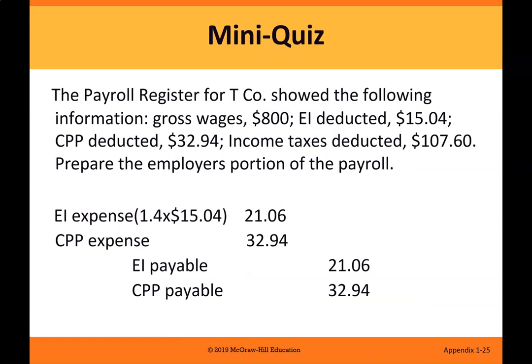Mini quiz. The payroll register for TCO showed the following information: gross wages 800, EI deducted 15.04, CPP deducted 32.94, income taxes deducted 107.60. Prepare the employer's portion of the payroll. EI expense, 1.4 times 15.04 equals debit 21.06. CPP expense debit 32.94. EI payable credit 21.06. CPP payable credit 32.94.